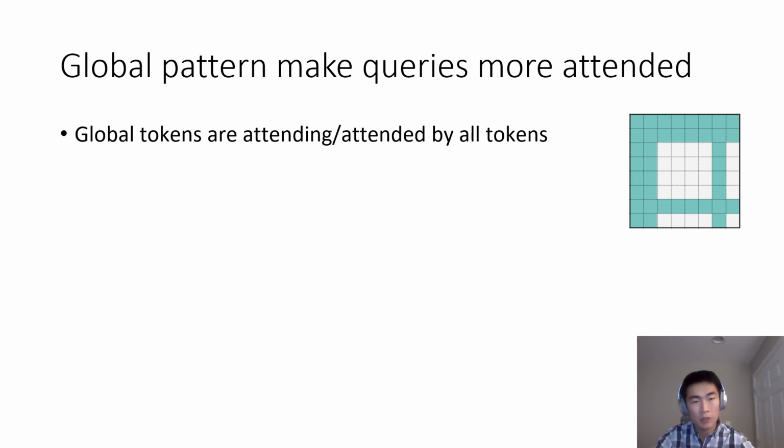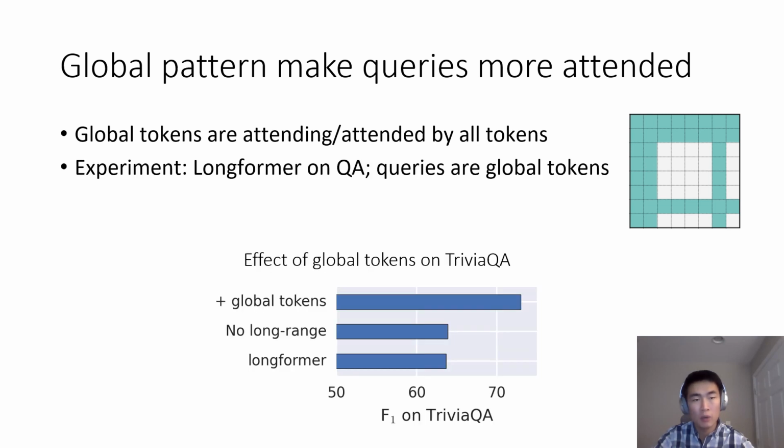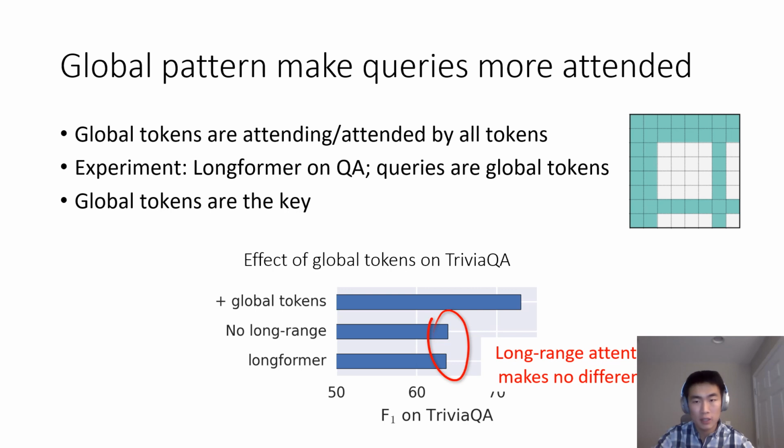In this study, we try to understand why global tokens are helpful. Please note that global tokens are tokens that can attend or be attended by all the other tokens. We conduct experiments with the Longformer on question answering, where queries are naturally set as global tokens. We first try to ablate long-range attention, and we found that long-range attention did not make a big difference. But if we plug in the global tokens, the performance of the long-range transformer can be significantly boosted. So our conclusion is that instead of long-range attention, the global tokens are truly the key to the success.